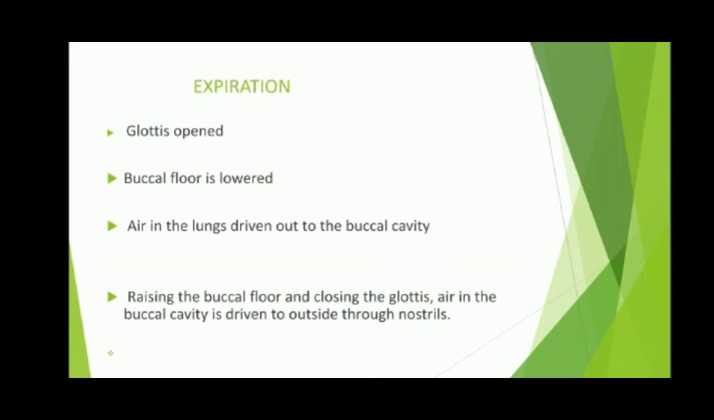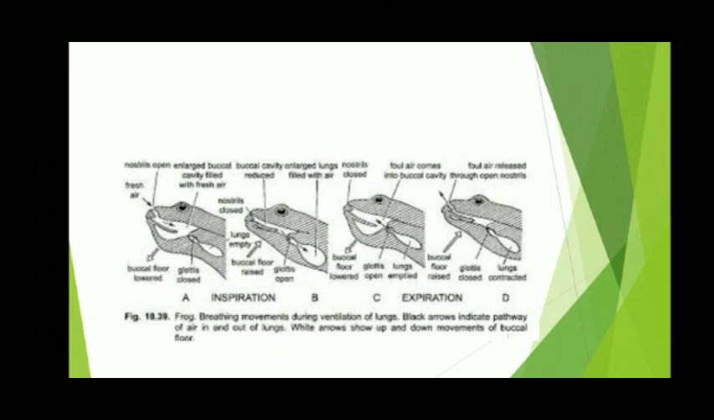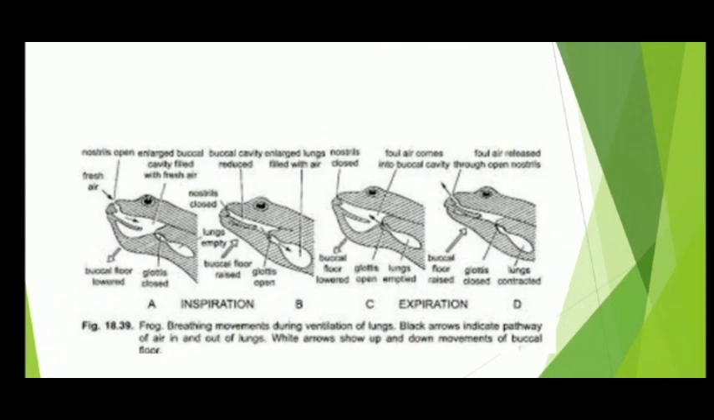So air is expelled through the opened nostrils to outside. This is the process by which the lungs are emptied, called expiration. Then expiration, these are the two steps. So in this figure, you can see all the four steps: two steps in inspiration and two steps in expiration. So listen, this A and B are the two diagrams related to the two steps of inspiration.